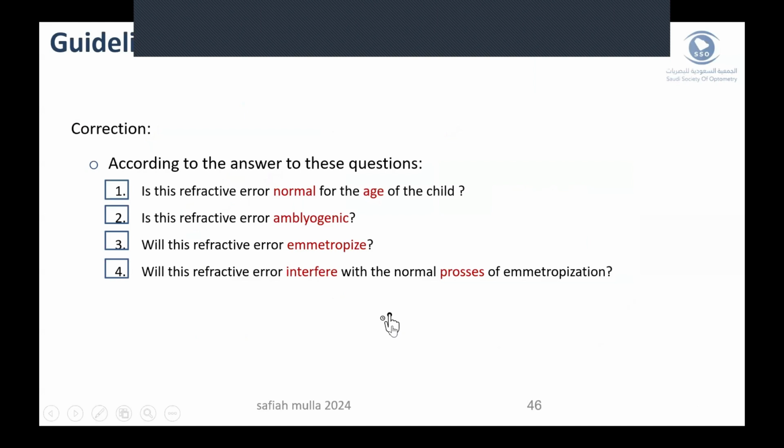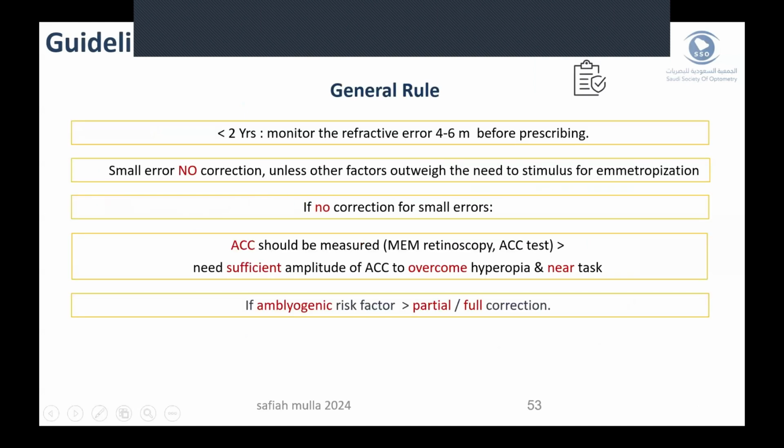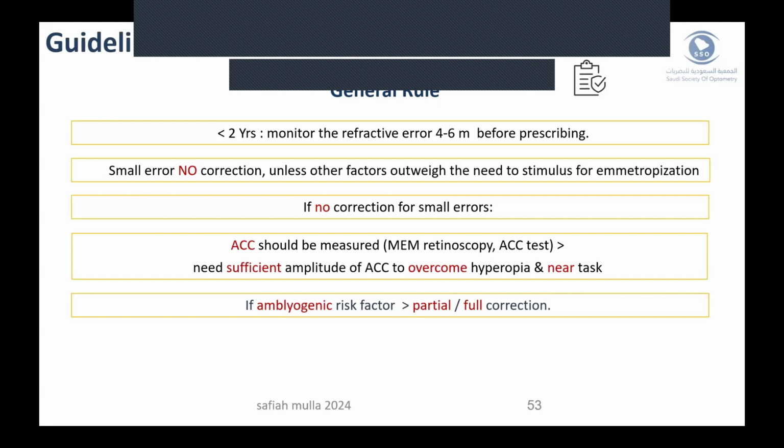So you answer your questions and you find out that the kids have a refraction that needs to be corrected. There are general rules you have to consider before you do that. If the child is less than 2 years, you need to monitor the refractive error for about 4 to 6 months before prescribing for the child, because it's going to change, or it could be a normal or abnormal refraction. That's why you have to monitor the refractive error before you prescribe.